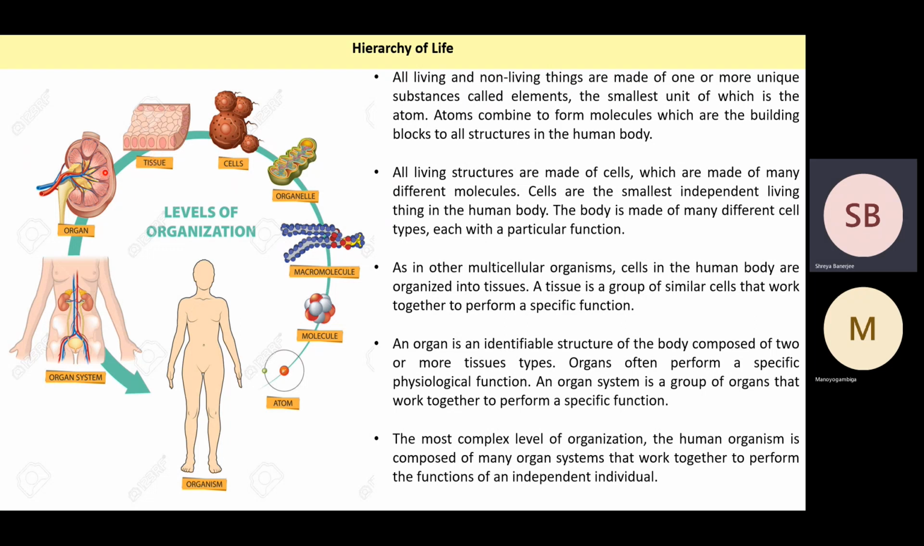Then from the tissue, the next level is the organ. An organ is an identifiable structure of the body composed of 2 or more tissue types. Organs often perform a specific physiological function, like, say, digestion or excretion. An organ system is the next level of organization, and it is a group of organs that work together to perform a specific function. And the final and most complex level of organization is the human organism, which is composed of many organ systems that work together to perform the functions of an independent individual.